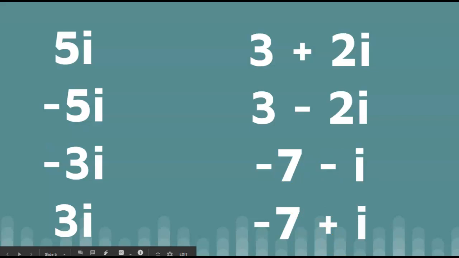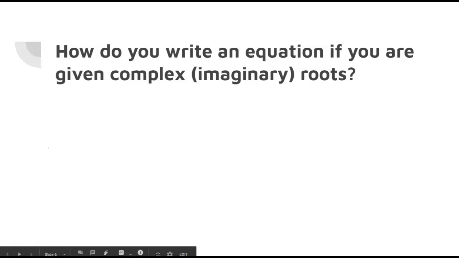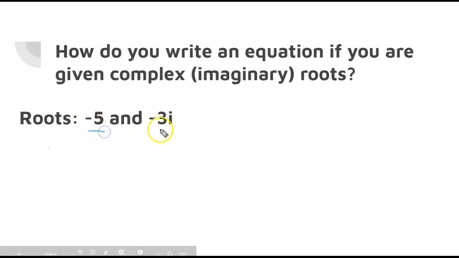So how do we use that to help us find actual equations if we're given complex imaginary roots? Let's put this back together with what you did yesterday with the linear factors and the rational roots. We were looking at rational roots yesterday. How do we put that together and still write an equation if we're given the imaginary roots? So our first example is going to ask us to write the polynomial that happens to have roots of negative 5, excuse me, and negative 3i.